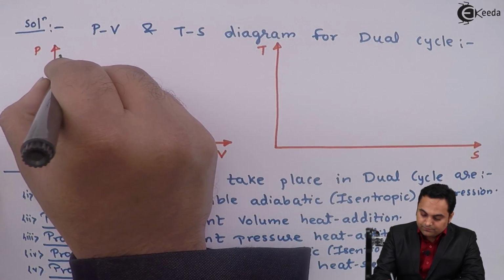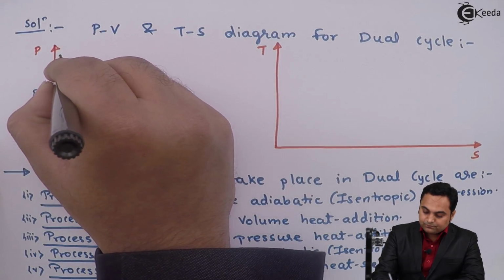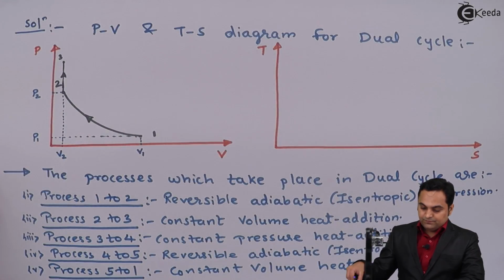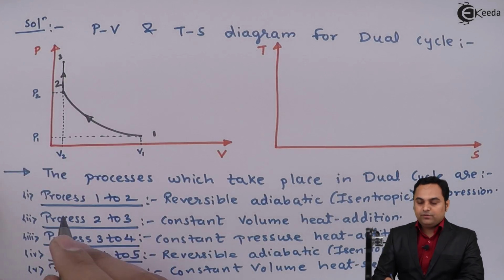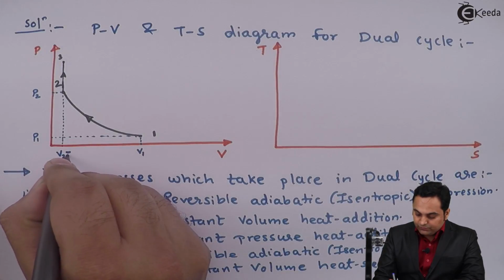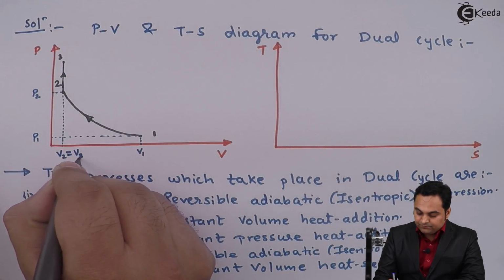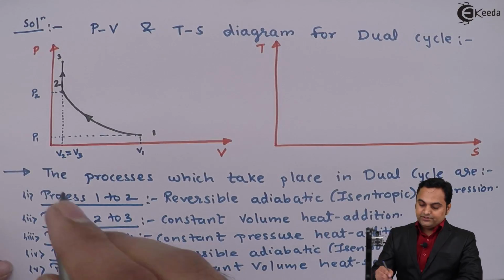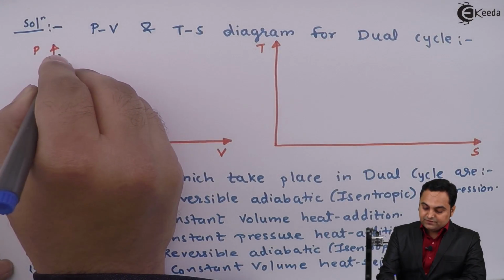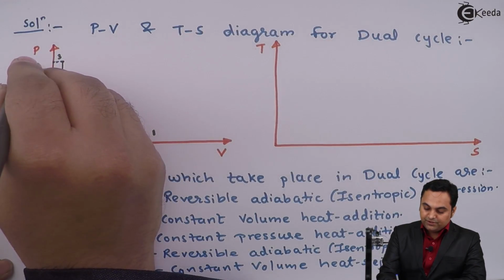From 2 to 3. Here if we see, the volume of point number 2 and 3 both are same. So V2 is equal to V3. That is the constant volume heat addition. But pressure rises from P2 up to P3.